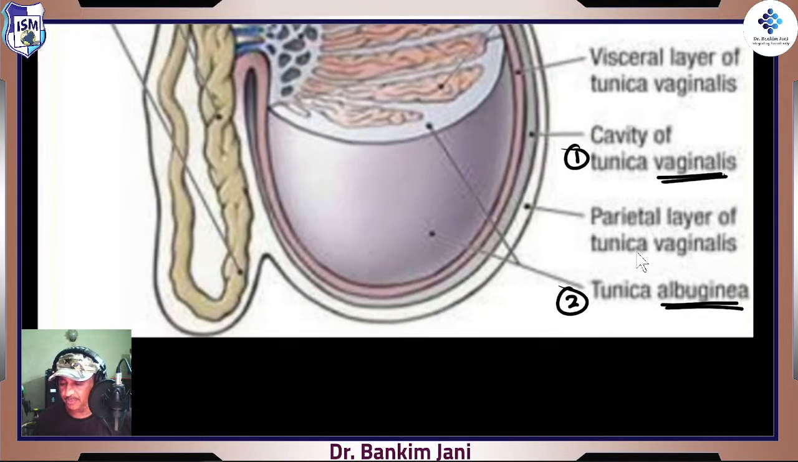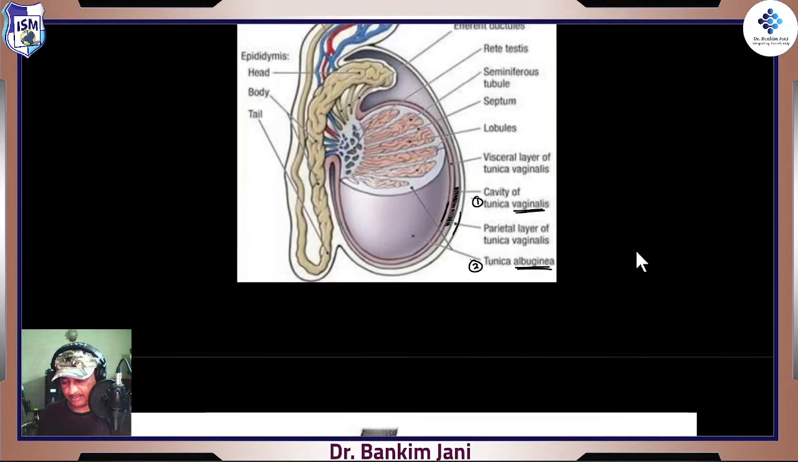Just watch for this. See this tunica vaginalis, it has got two layers. One is the parietal layer, and the second is the visceral layer. So there is a visceral layer, there is a parietal layer, and in between there is a cavity. When the fluid gets filled into this cavity, it is called hydrocele. That's what is called the hydrocele.